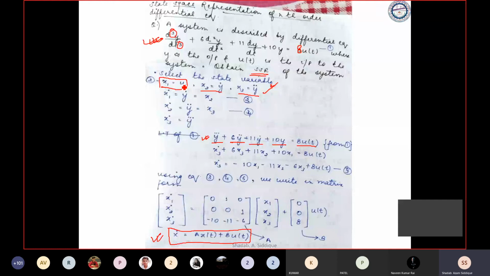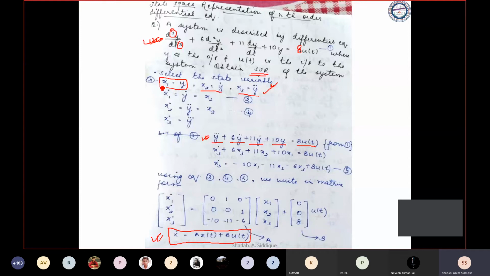If we have x1 is equal to y, x2 is equal to y dot and x3 is equal to y double dot, I will simply replace them here. Whatever is given here, we will just replace. If x1 is equal to y, can we write x1 dot is equal to y dot? Yes, we can. If you differentiate equation number 2, x1 is equal to y, on both sides, you get dx1 by dt, which is equal to dy by dt.